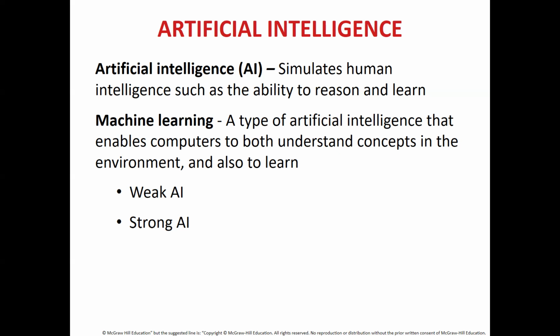Machine learning. Machine learning is a type of artificial intelligence that enables computers to both understand concepts in environment and also to learn. So machine learning is basically a type of artificial intelligence. Now we have two types. We have weak artificial intelligence in machine learning, and we have strong AI. So when you look at weak AI, you're looking at machines that make decisions based on reasoning and past sets of data. Let me repeat that.